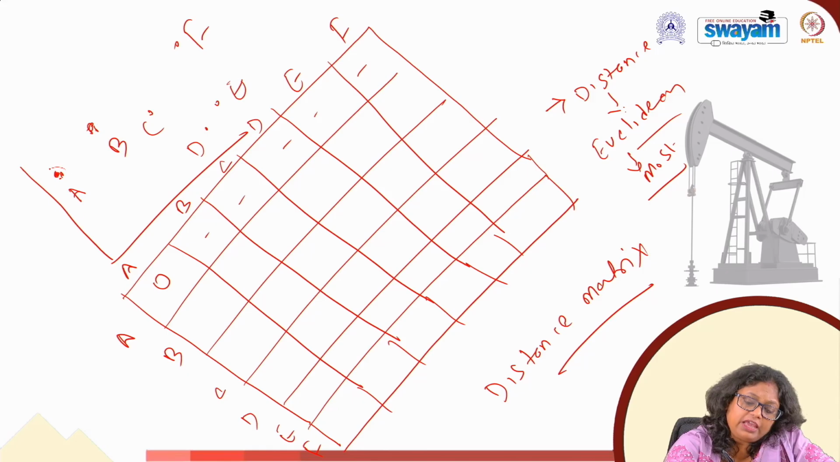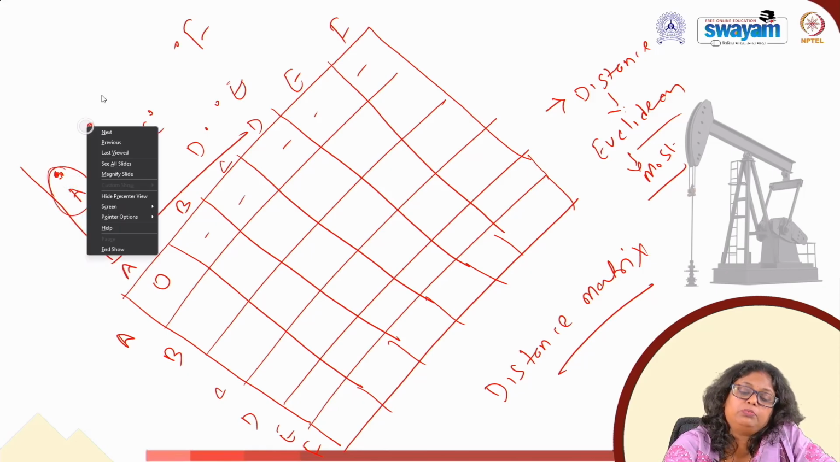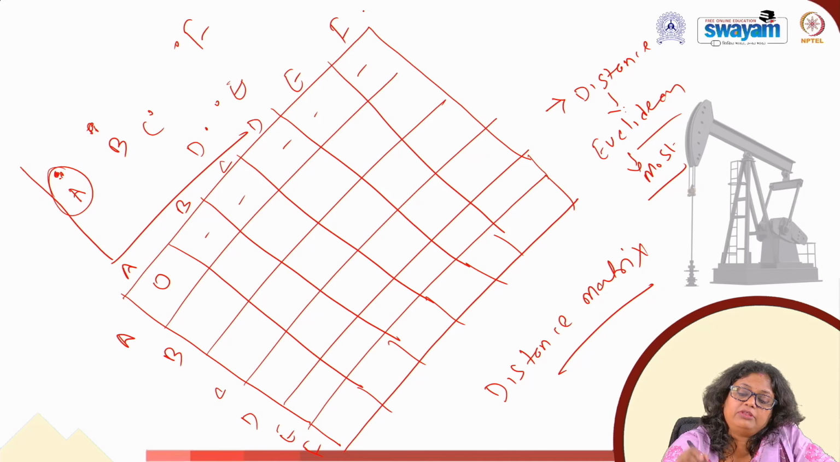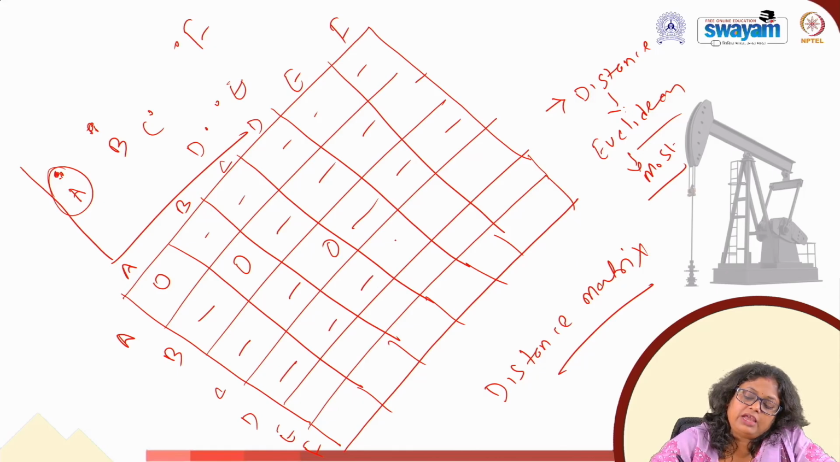So this is point A. I am calculating the distance of A with respect to B and all the others. In total I have 6 points. The distance from A to A is 0. Now going to the second one, there will be some distance from B to A, but B to B is again 0. Similarly, C to C is 0, D to D is 0, the others will have some distance. Now E to E is 0.